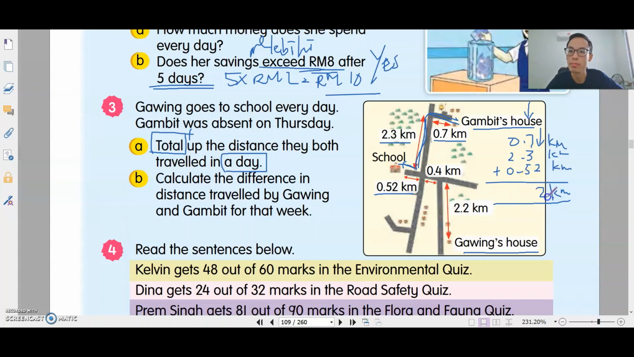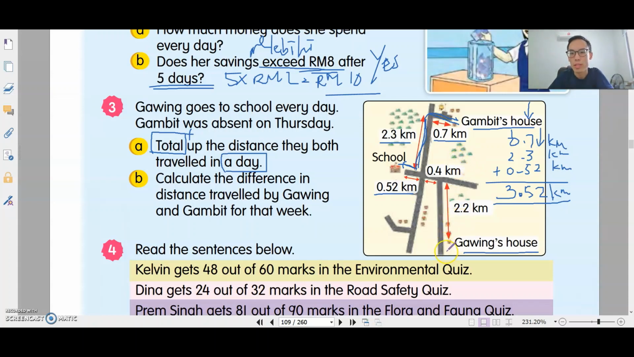So nothing plus 2 is 2. 7 plus 3 is 10, 10 plus 5, 15. Write 1 here. Remember your decimal point. 1 plus 2 is 3. So Gambit's house to the school is 3.52 km.